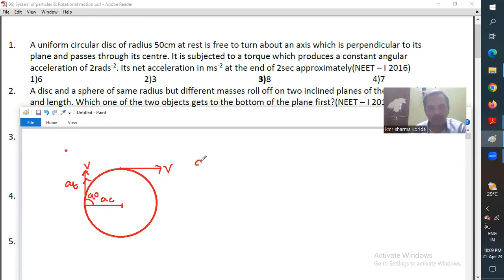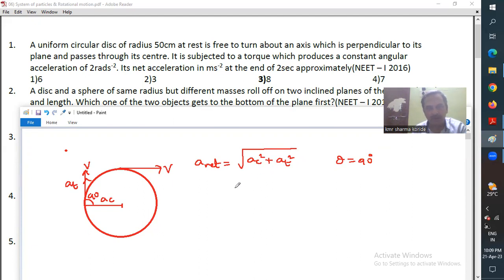So let us write A net squared is equal to, making use of parallelogram, AC squared, centripetal acceleration, plus AT squared, where AT is tangential acceleration. The 2 AC AT cos theta term in the parallelogram law does not exist because theta between AC and AT is 90. So cos 90 is 0.